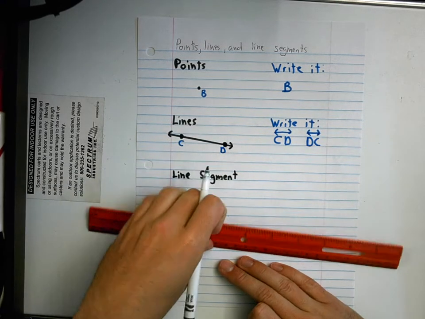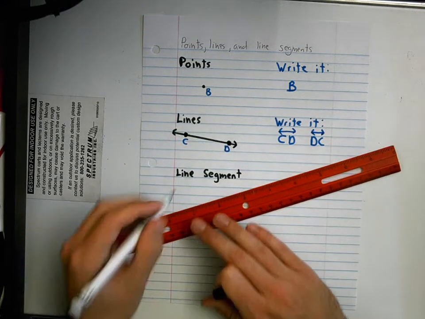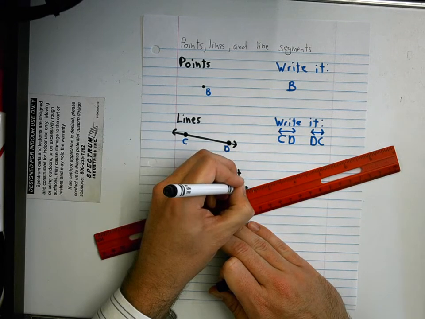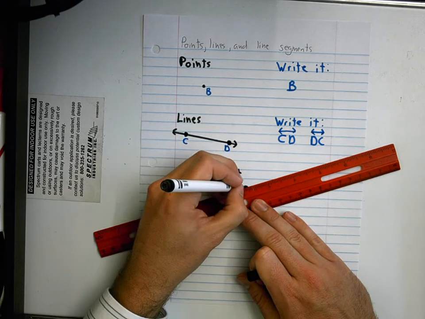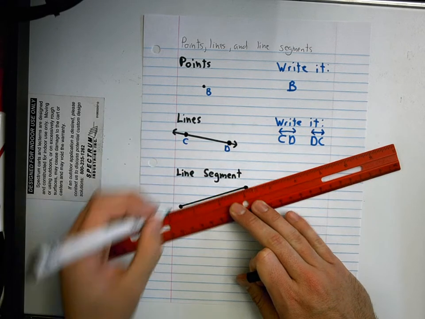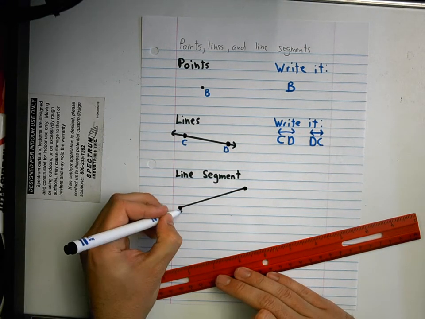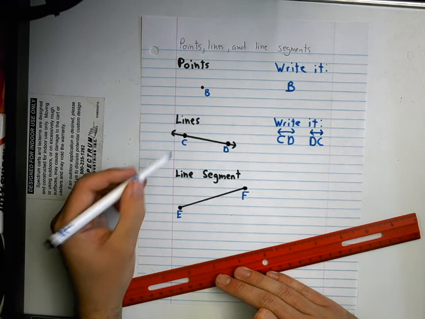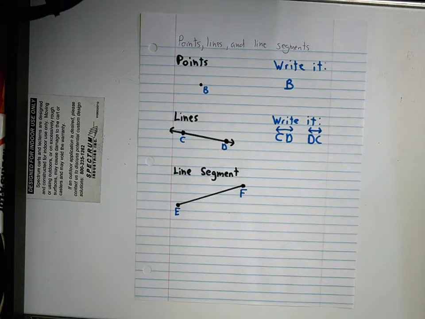Okay. Now a line segment is very similar to a line. It's very similar in the fact that there are 2 points. And guess what? They're connected. Okay? But who can raise their hand and tell me what's different about this line segment from this line we had up here? How are they different? Bailey.